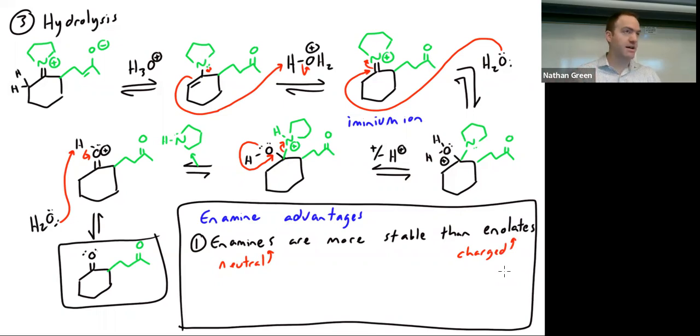Why is it nice to have a neutral species do this? Maybe your reaction is sensitive to basic conditions. Maybe your reaction cannot tolerate ethoxide in there. If that's the case, you go, okay, well, look, don't worry about the base. I'm going to go through this much milder reaction using an enamine, which is a much more gentle way of trying to get that carbonyl to react.